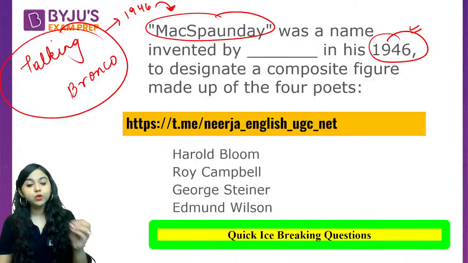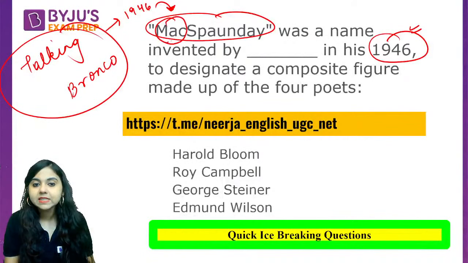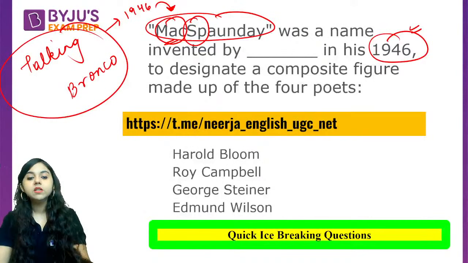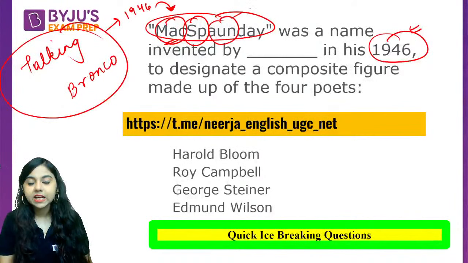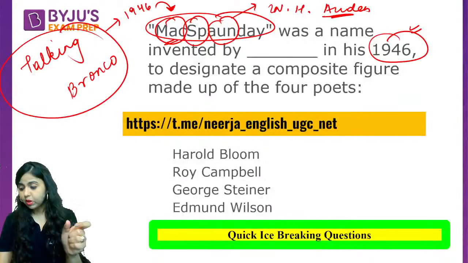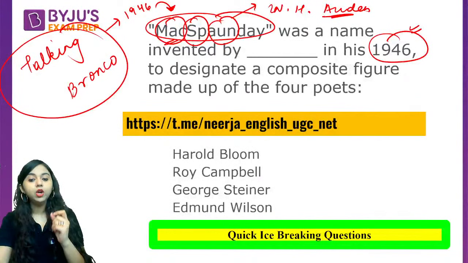Louis MacNeice is actually the Mac that you're able to see. Stephen Spender is actually the Spur that you're able to see. W.H. Auden is the one that has been taken. And the last is Cecil Day Lewis, so Day. That is the MacSpaunday group of poets that we're telling you about, and in Talking Bronco, he talks about this classification.